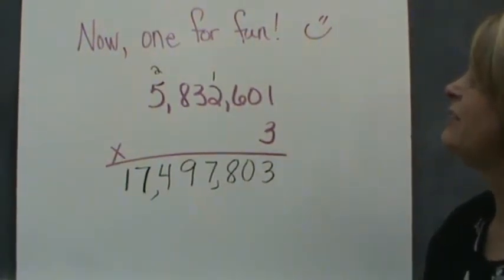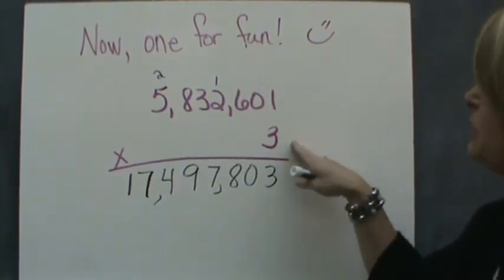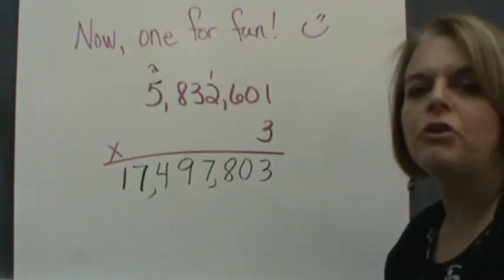All right, excellent. So now you can multiply single digits on the bottom times just about any number across the top that you want.